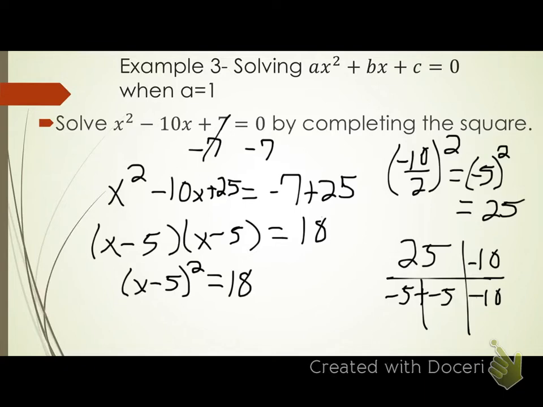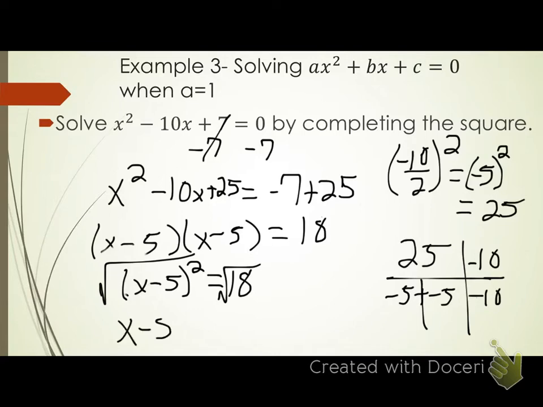So I've got to take the square root of both sides, because there's nothing else I can do to that left-hand side, is there? The x minus 5 is protected by that squared. So I've got to get rid of the squared by square rooting both sides. Is everyone okay with that concept? Yeah.